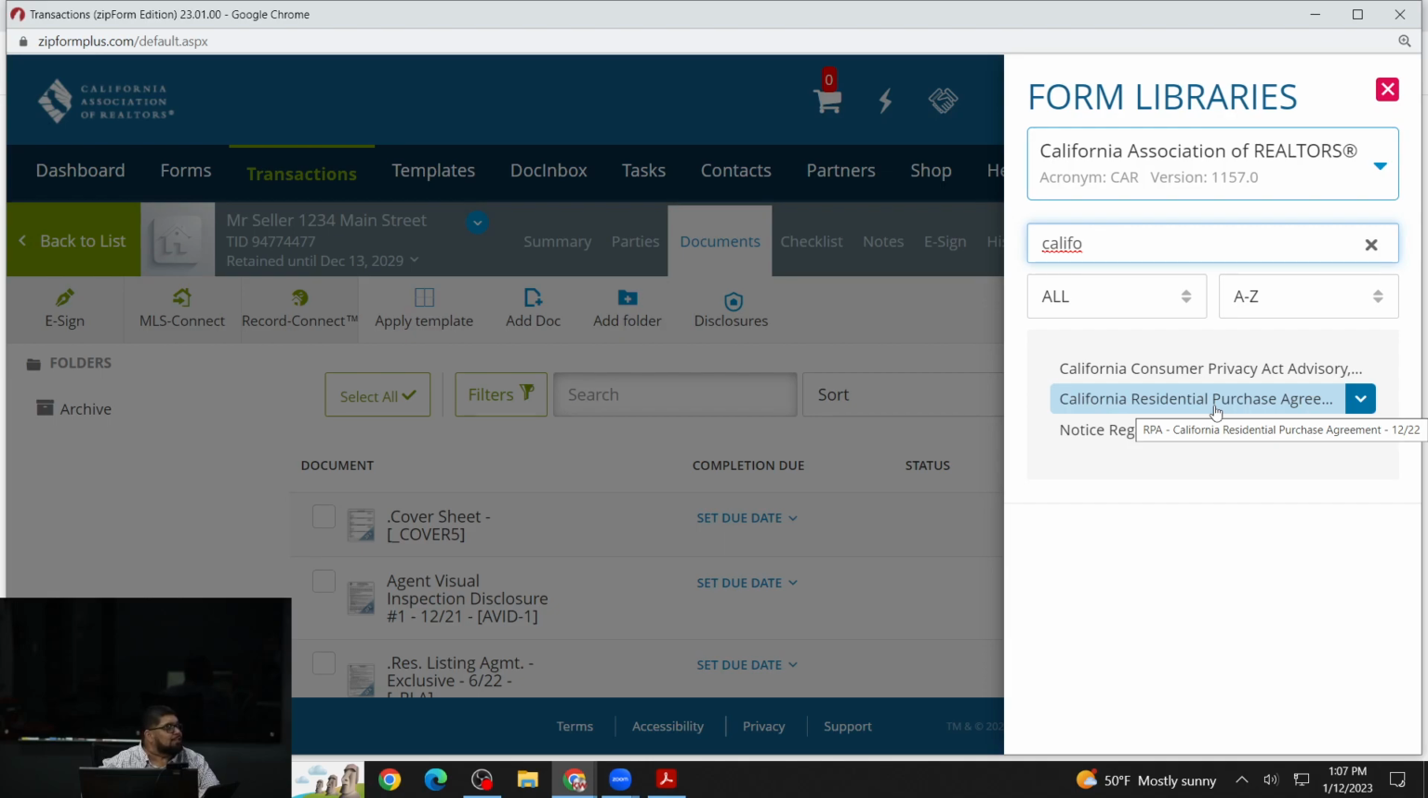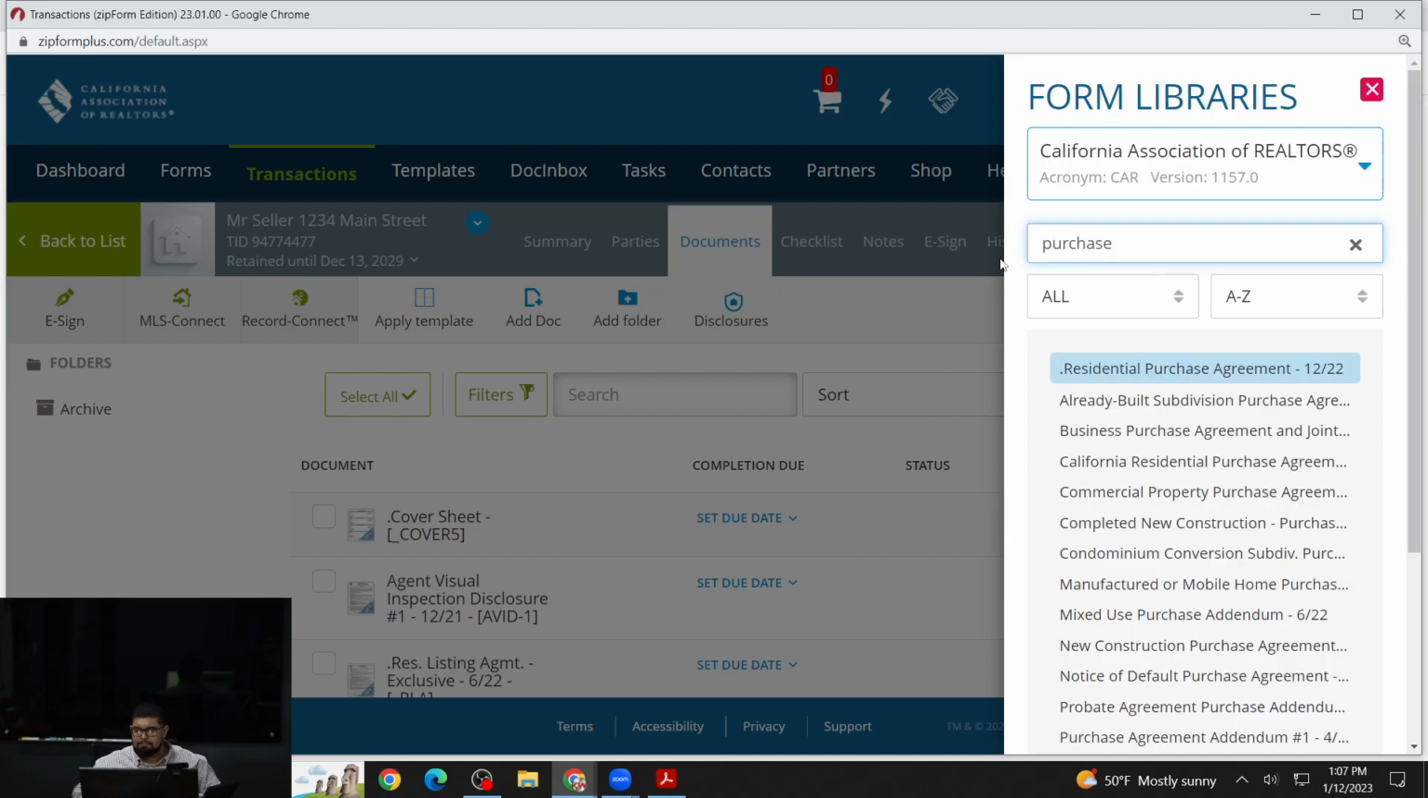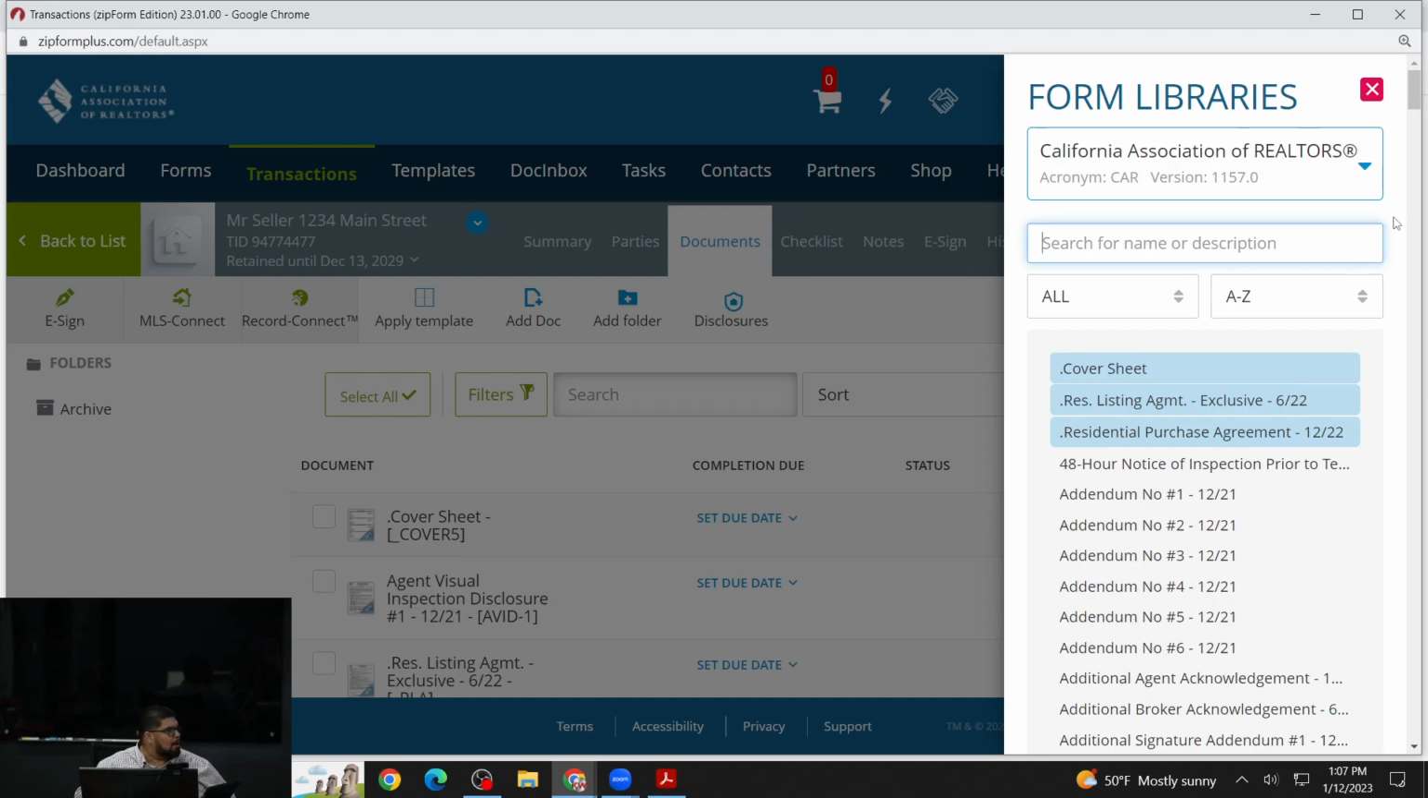Okay? Some of my agents are getting confused at this stage, right? When they type in purchase, the California residential purchase agreement comes up, and then the residential purchase agreement pops up. Which one do we use, George? This one, the first one. So if you don't have anything selected in that search bar, it's always going to be in the top 3. Capiche? Okay, so that eliminates the confusion of which RPA we are going to use. Okay, so let's go back to the draft.